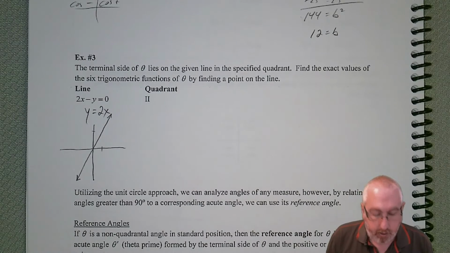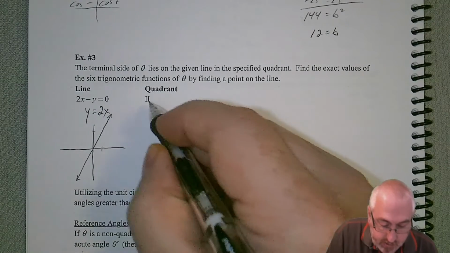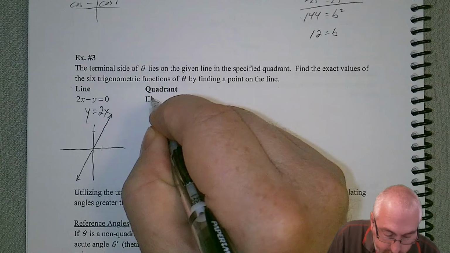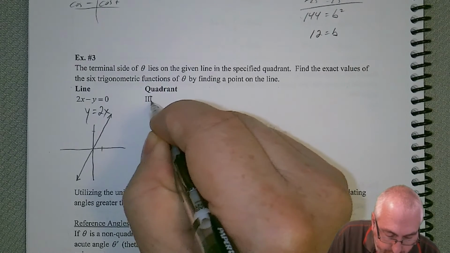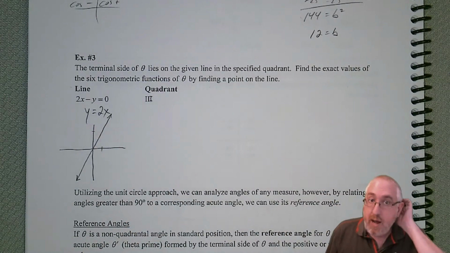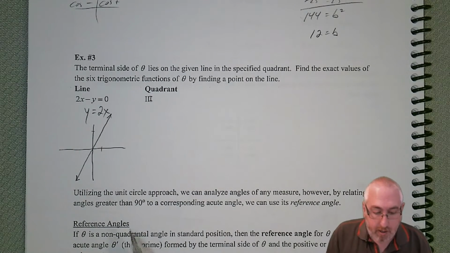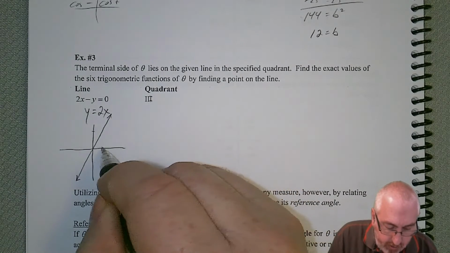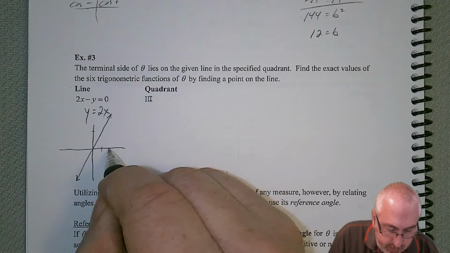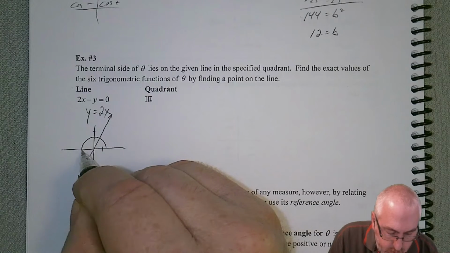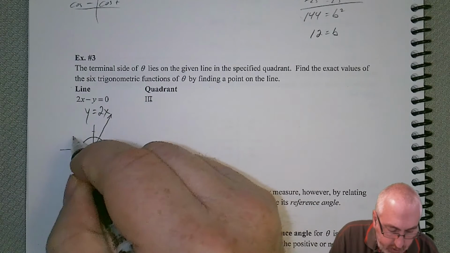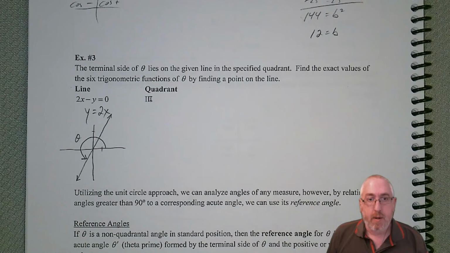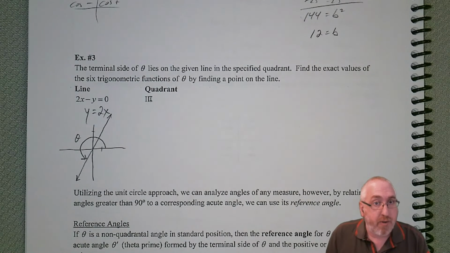So in order to accommodate that, let's just make a little change and say that this is quadrant 3. So if we now said we're in quadrant 3, that puts us down into this quadrant here. So our angle would look something like this. So that should be our angle theta. All right, so now we have a picture that aligns with the line that they provided. So we should be able to go from here.